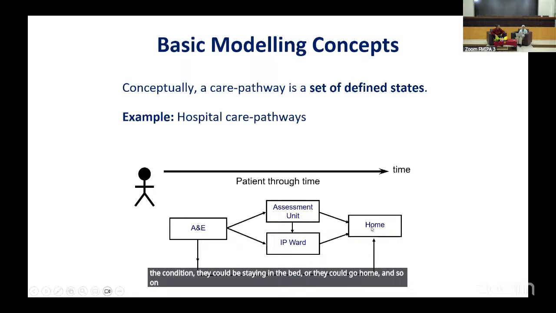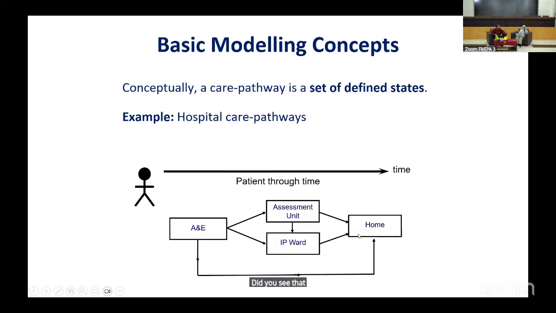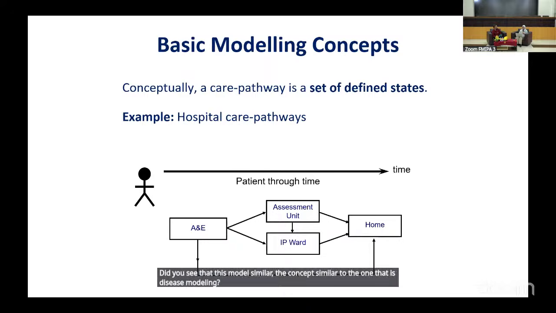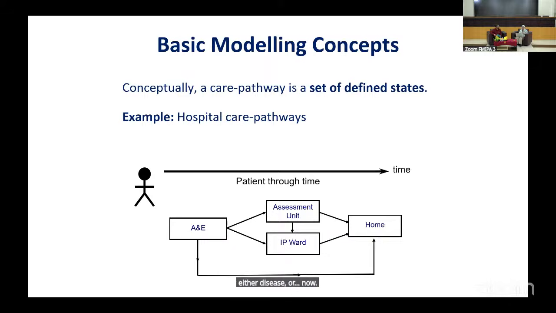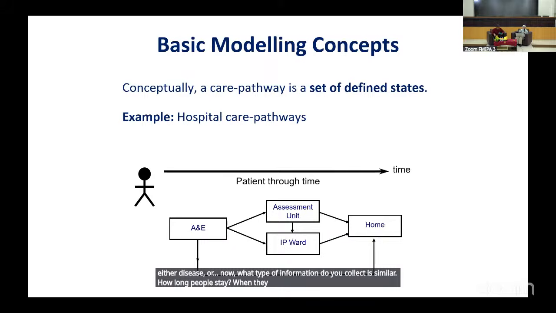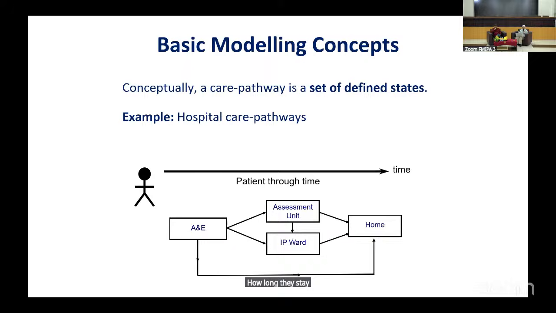Did you see that this model is similar, the concept is similar to the one in disease modeling? So you can end up with the same number of states, but the purpose is what differentiates it, either disease or organization. The type of information you collect is similar: how long people stay when they arrive in the UGD, how long they wait until they are called by the doctor, how long they stay with the doctor, and so on.